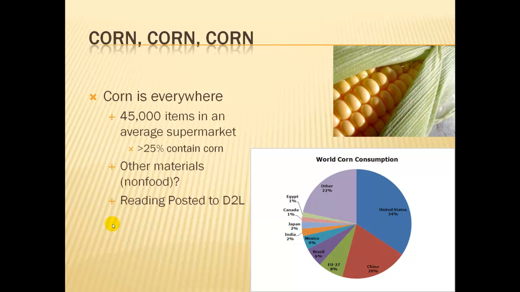If you start getting in the middle aisles where food is processed, you're talking over 90%. Other materials, non-food, well, you might remember from the video, many items out there have some type of corn product in there. Corn is almost like a lumber product for us that's so ubiquitous in the United States. So you might want to look at the reading post on the D2L related to this as well.